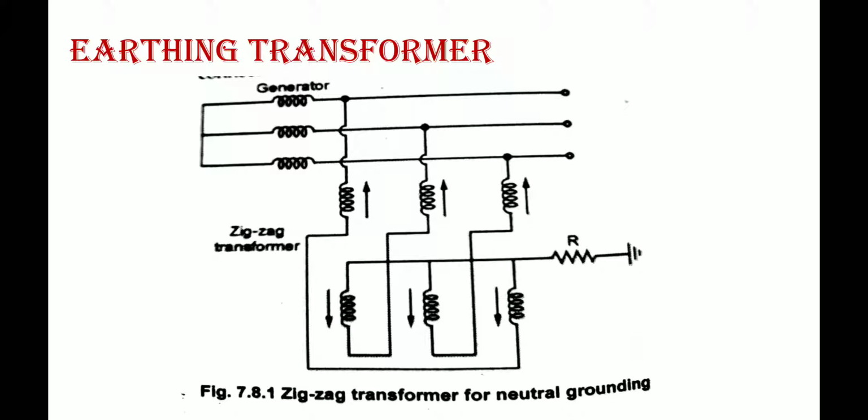See here, this is the zigzag connection of a transformer. This transformer has no secondary winding itself. So what is it?